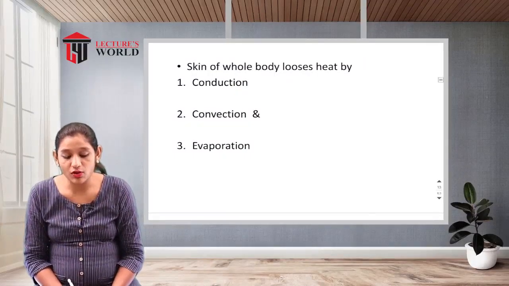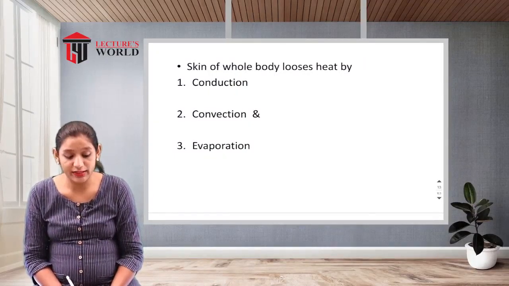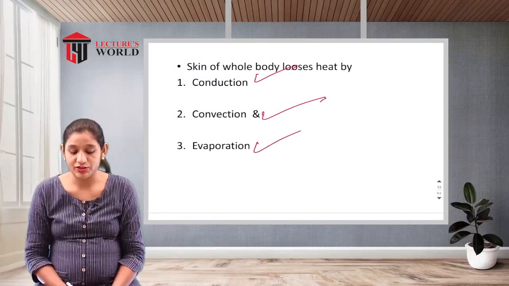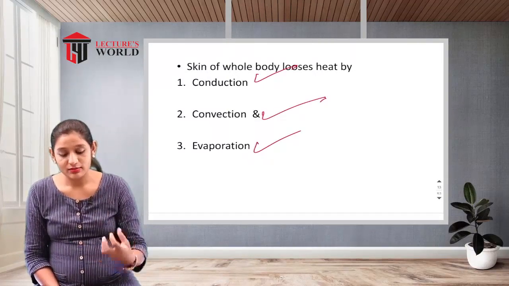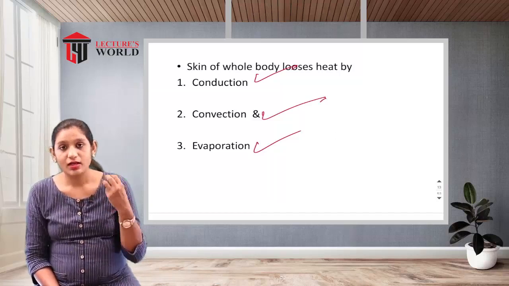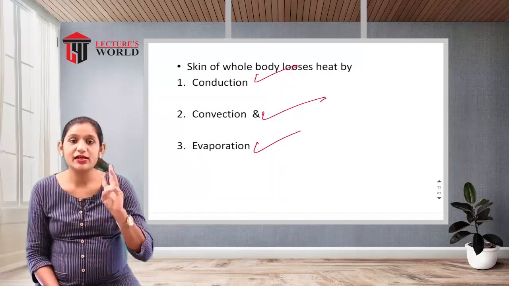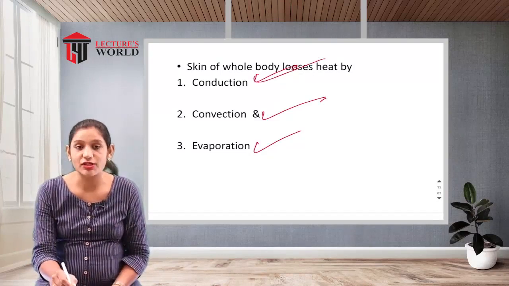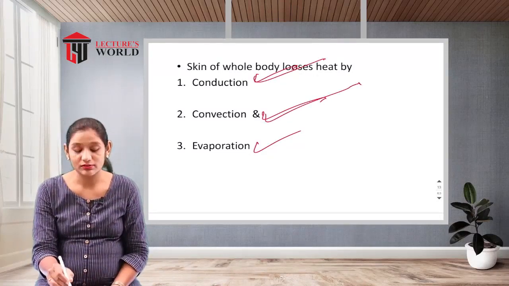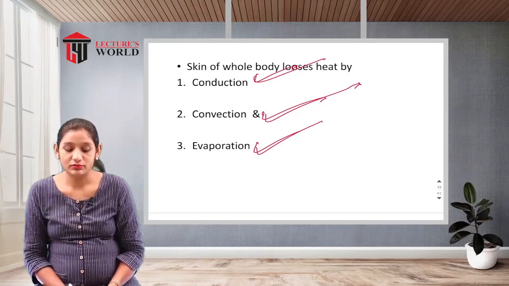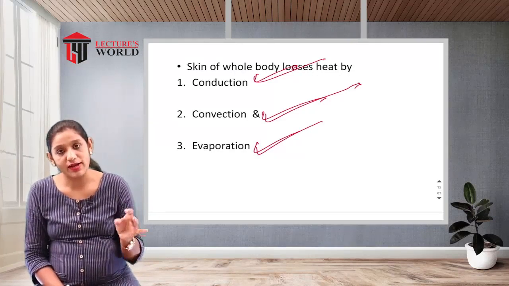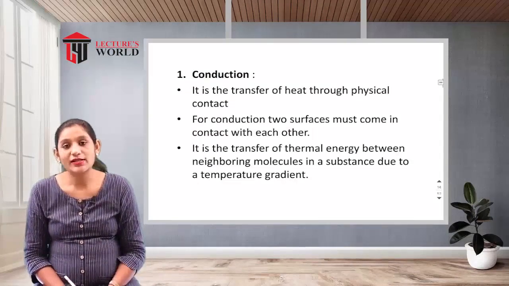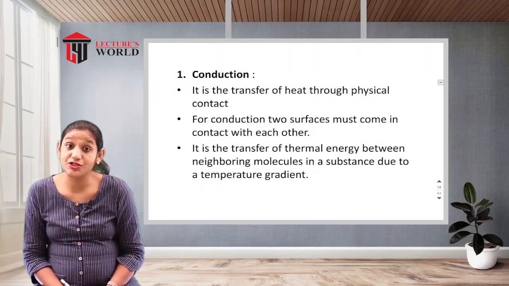Next one, the skin of the whole body loses heat by conduction, convection and evaporation. Our body loses heat through the skin in three ways. First one, conduction, convection and evaporation, right? Conduction, convection and evaporation. Next, let us talk about the first one, conduction.